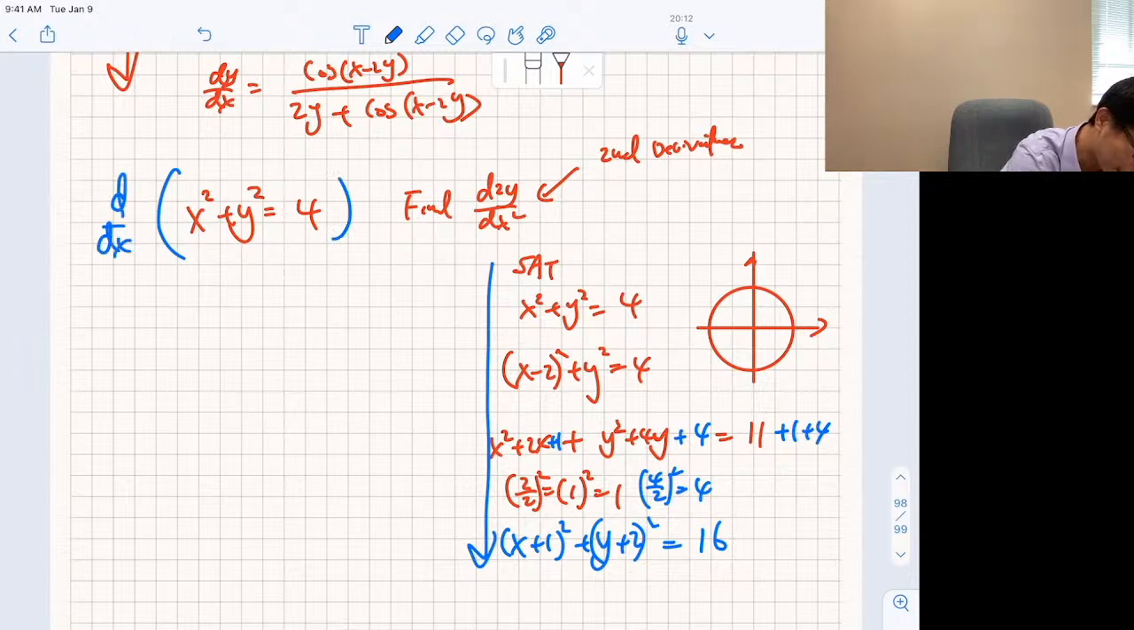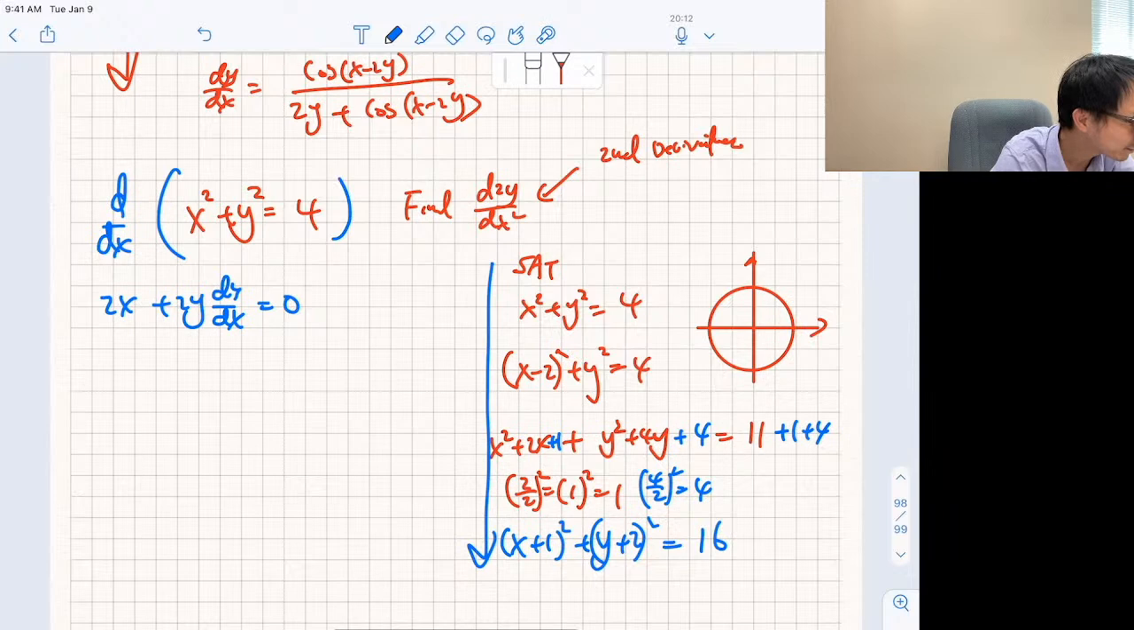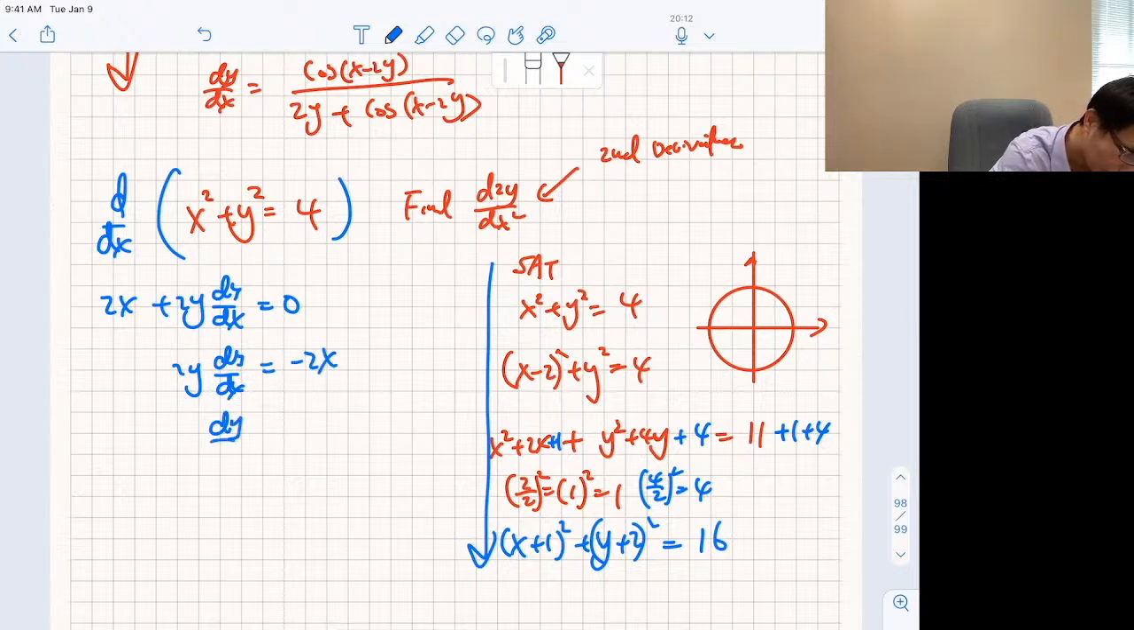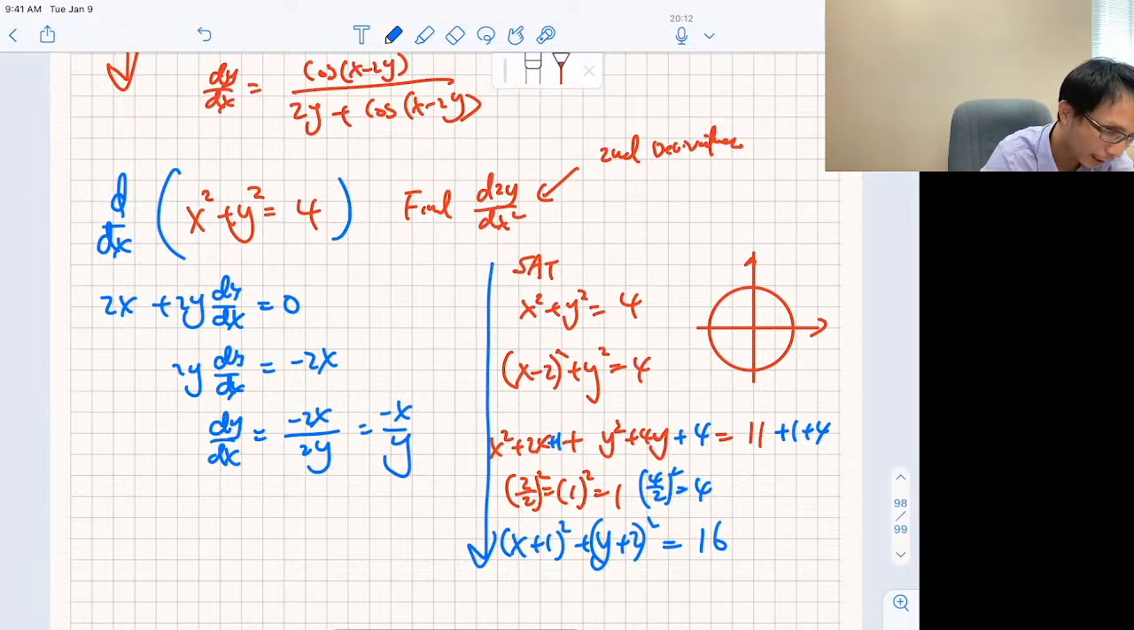Let's take d/dx. I'm going to get 2x plus 2y dy/dx is equal to 0. Does that make sense? Then I'm going to solve for dy/dx. So 2y dy/dx is equal to negative 2x, and dy/dx equals negative 2x over 2y, so equal to negative x over y. Okay, you got that? Good.